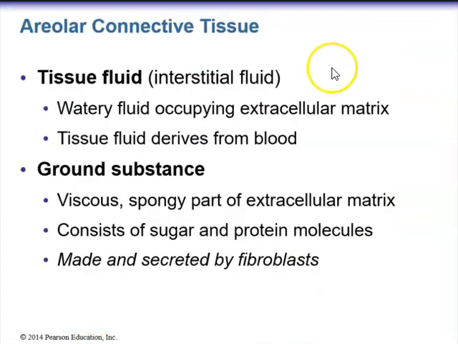Now, the tissue fluid is also known as interstitial fluid. It is the watery fluid occupying the extracellular matrix. This tissue fluid derives from blood. The ground substance is that viscous, spongy part of the extracellular matrix. It consists of sugar and protein molecules and is made and secreted by fibroblasts, again, the primary cell within connective tissue. So fibroblasts are not only important in the production of the 3 different fibers, but they also produce the ground substance of the extracellular matrix.